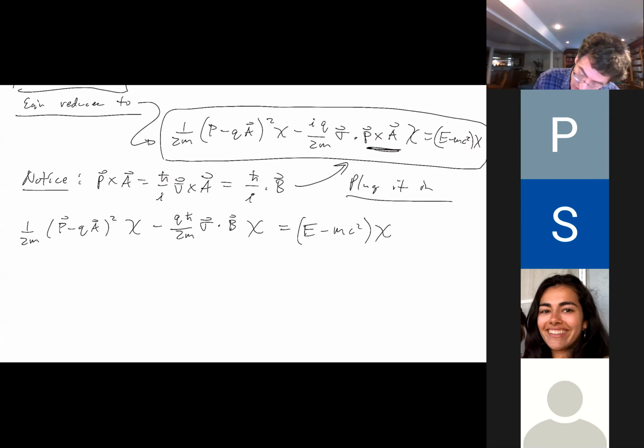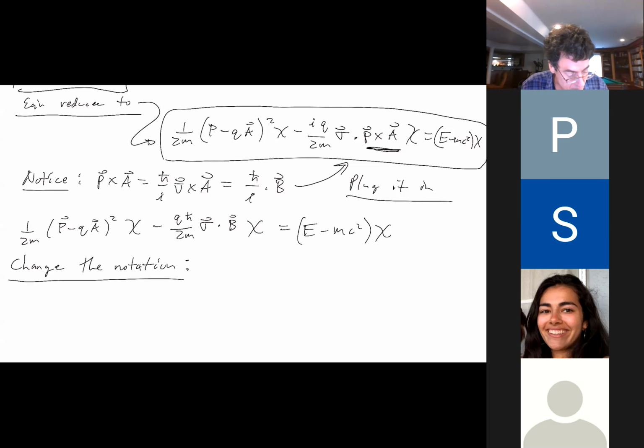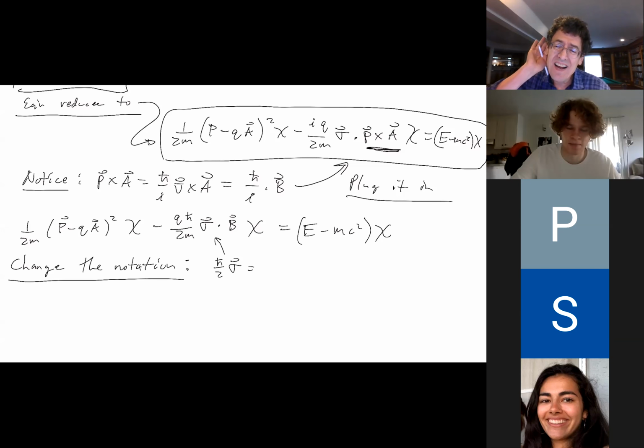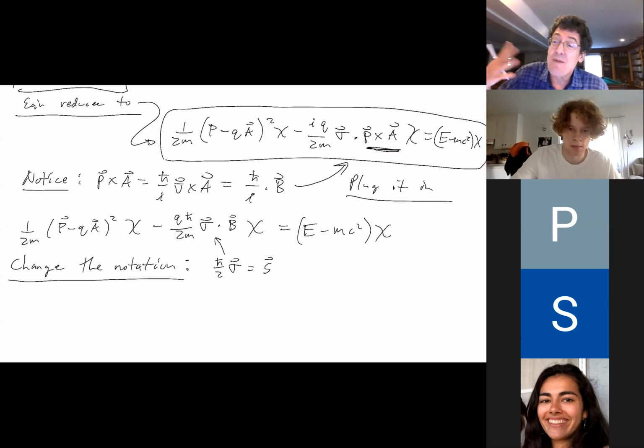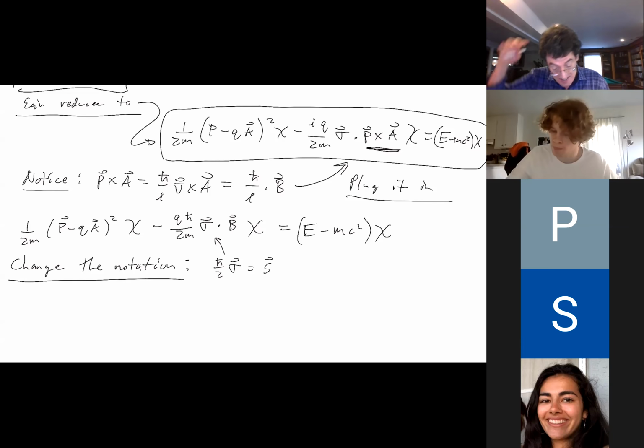Let's just rearrange the notation. Let's take this H bar over 2 sigma, which appears here, and let's call it, can you guess? What are we going to call that? What's H bar over 2 times sigma? In matrix, yeah, it's the spin matrix. Let's call it the spin operator. That's right, S.